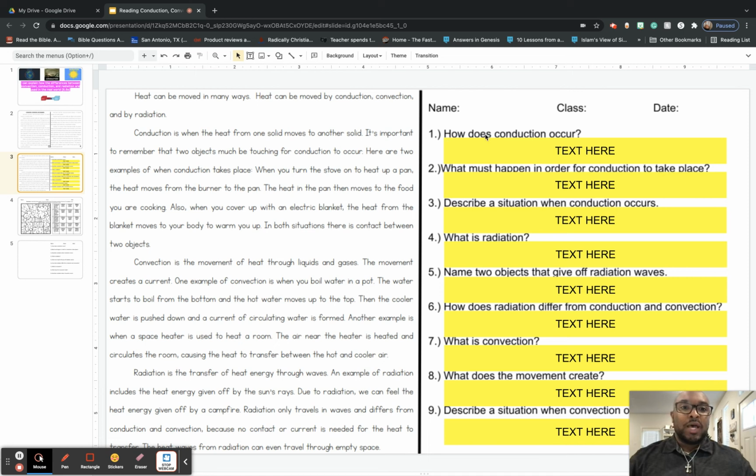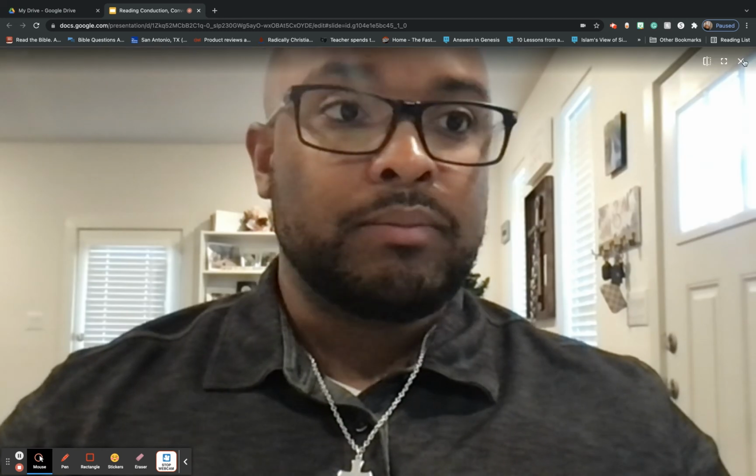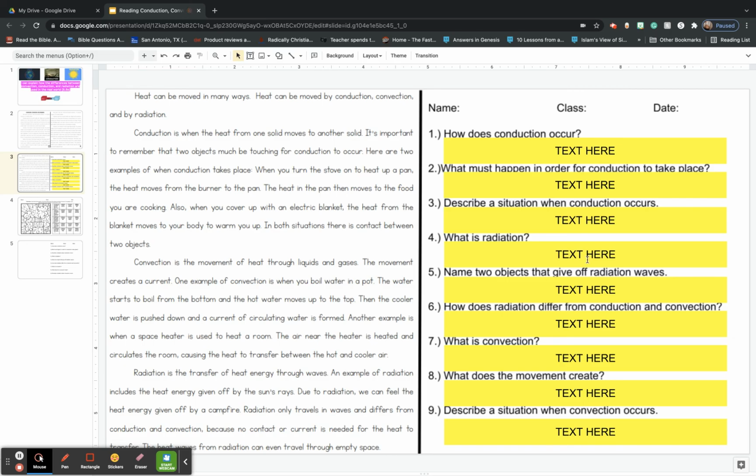The first question reads, how does conduction occur? Next one, what must happen in order for conduction to take place? Describe a situation when conduction occurs. What is radiation? Name 2 objects that give off radiation waves. How does radiation differ from conduction and convection? What is convection? What does the movement create? And describe a situation when convection occurs.